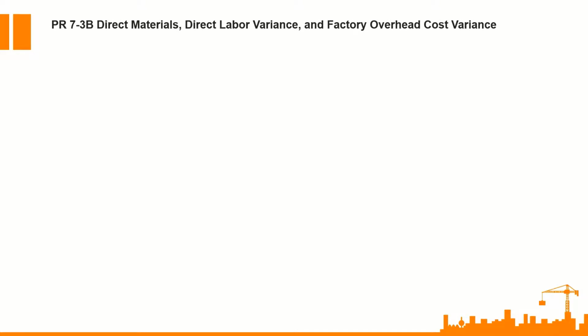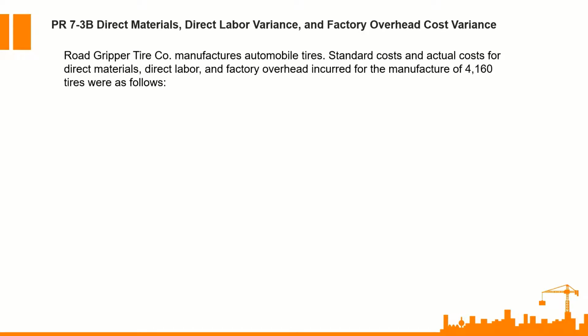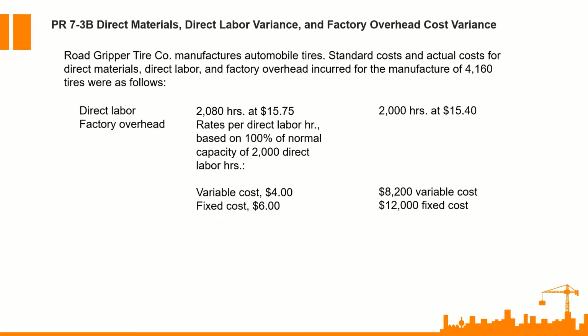Since we're done with the first and second requirement, we will now proceed to the third requirement. But before that, let us first revisit the problem and look at the details relating to the third requirement, which is the computation for the factory overhead cost variance. So this is the problem again of Road Ripper Tire Company, and these are the important details with regard to determining our factory overhead cost variance. I have read this before, so we just need to identify the important factors for us to compute our variance.